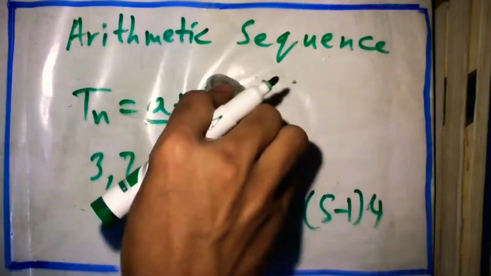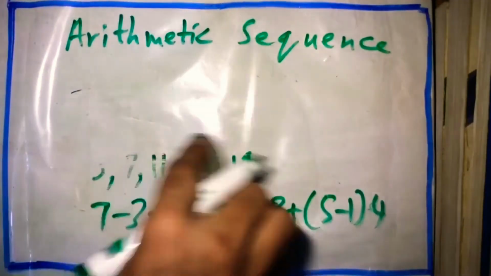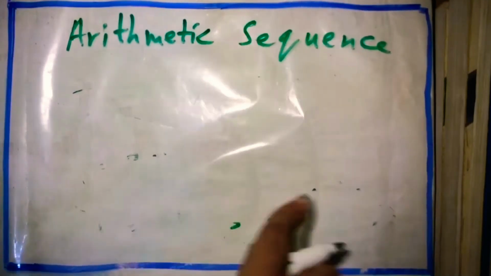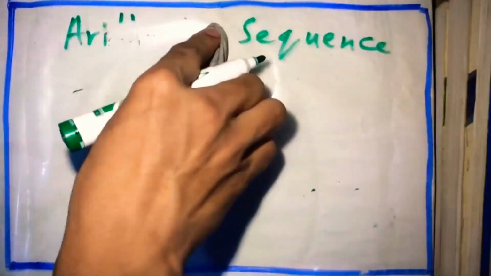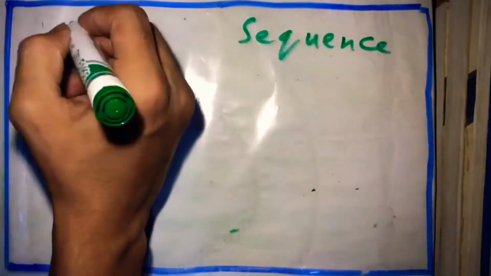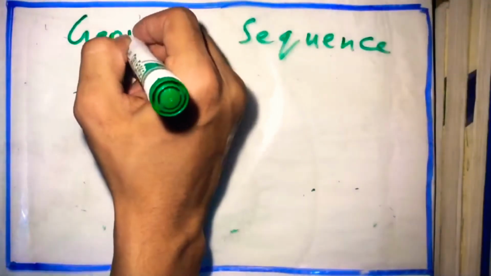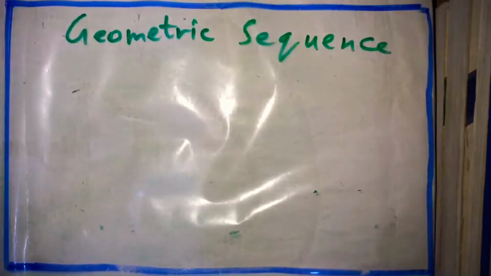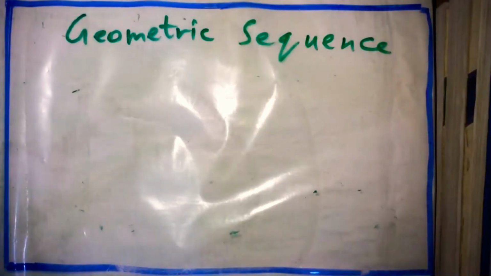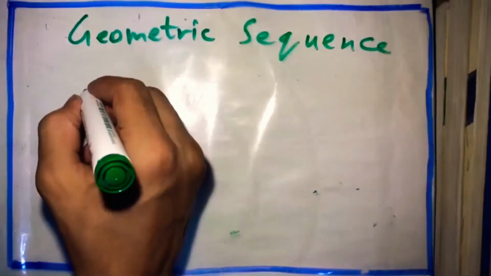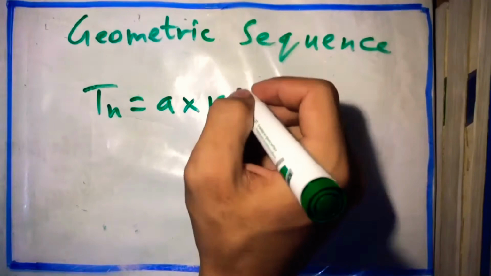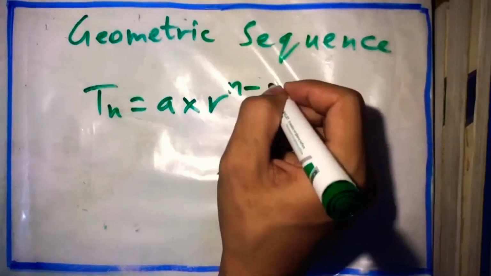The next sequence is the geometric sequence. In the geometric sequence, a common ratio is multiplied to the preceding number to find the next number. For this, the formula is Tn equals a, which is the first term, times r, which is the common ratio, to the power n minus 1.